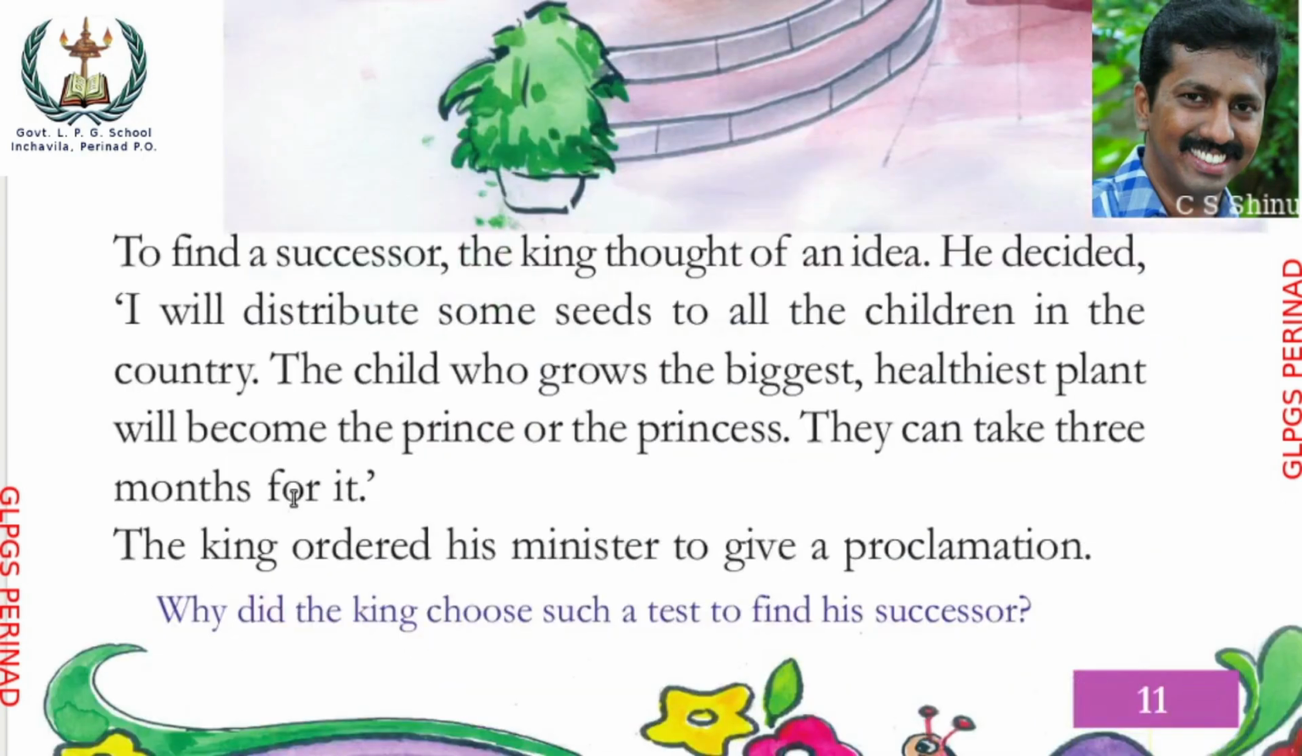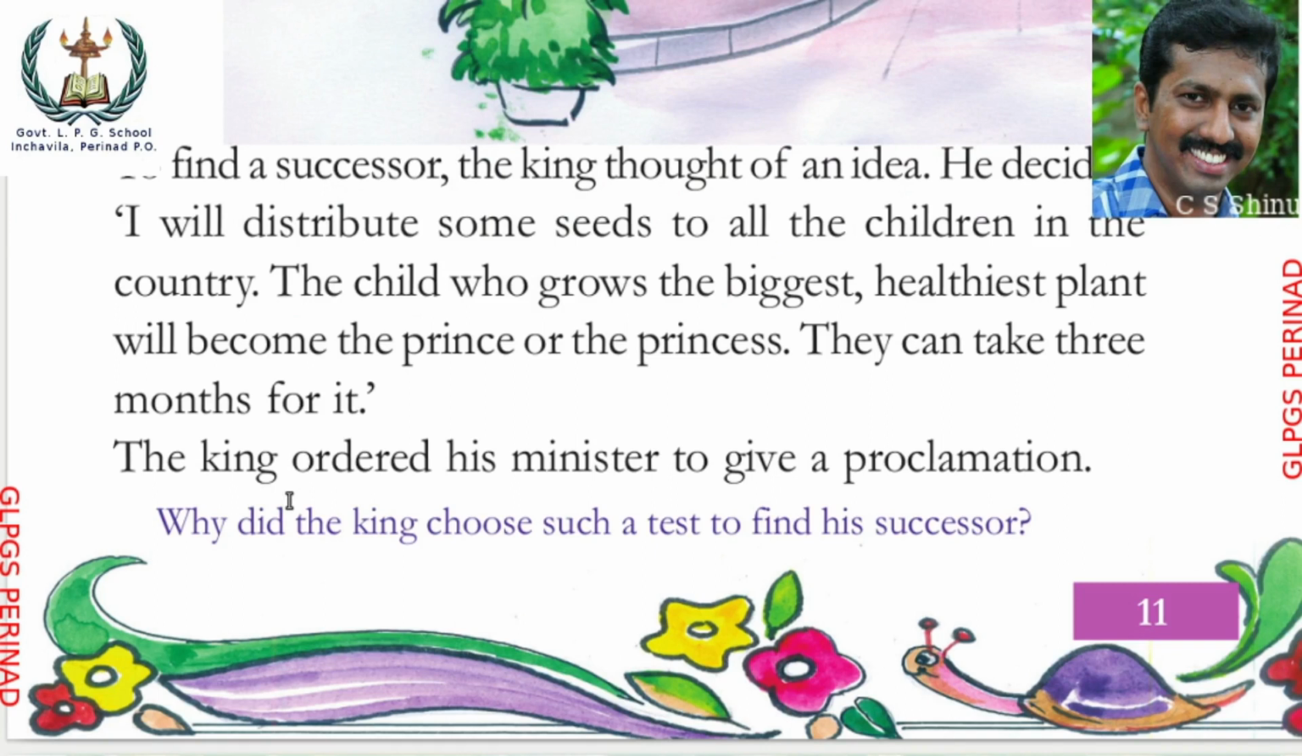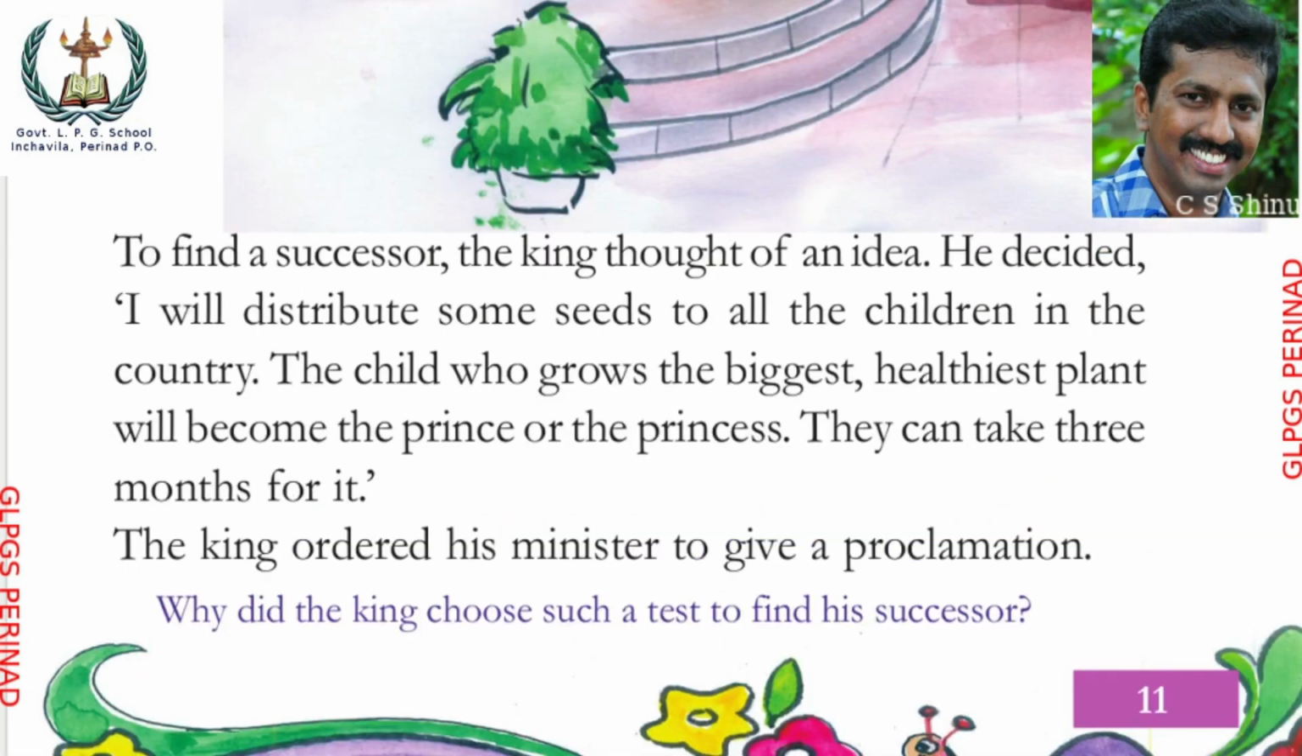To find a successor, the king thought of an idea. What is that idea? He decided, I will distribute some seeds to all the children in the country. The child who grows the biggest, healthiest plant will become the prince or the princess. They can take 3 months for it. The king ordered his minister to give a proclamation.